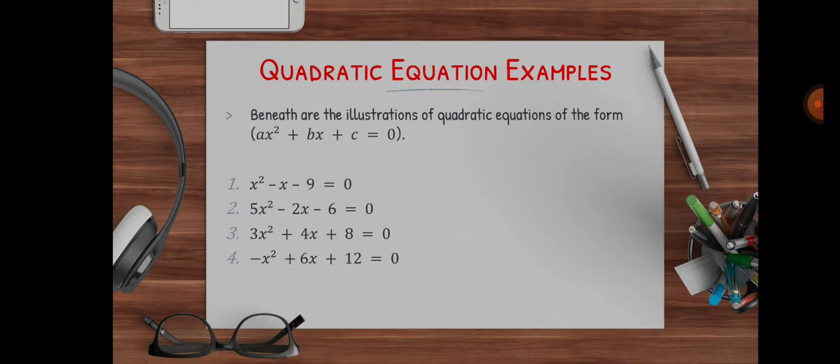So on the second one, 5x squared minus 2x minus 6 equals 0. The third one is 3x squared plus 4x plus 8 equals 0. In the fourth one, negative x squared plus 6x plus 12 equals 0. So these are the examples of quadratic equations which follow the correct form ax squared plus bx plus c equals 0. So let us proceed.